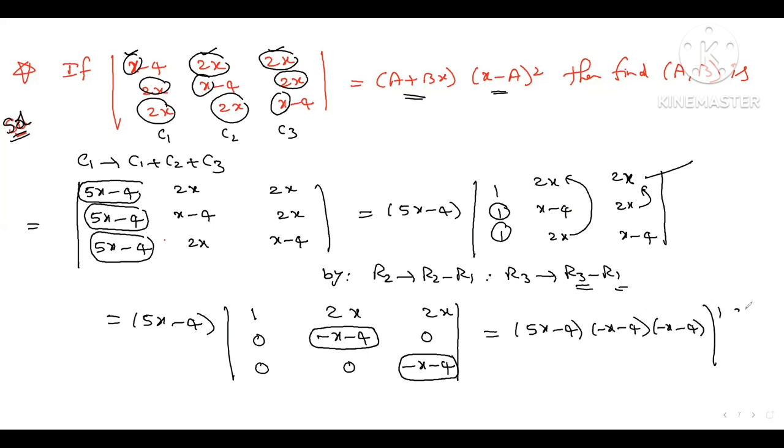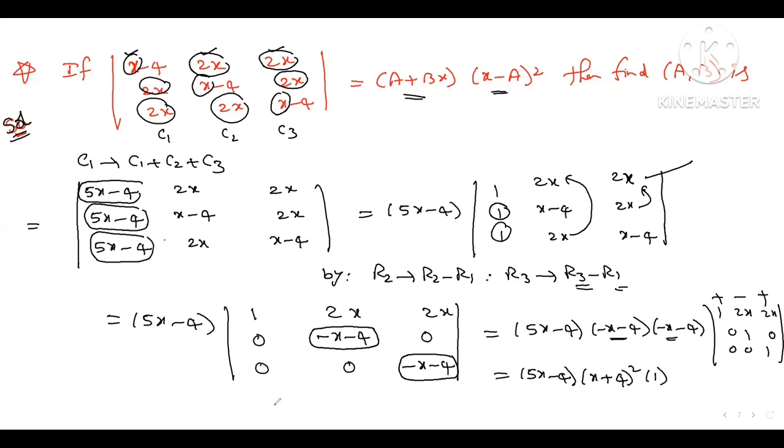Det 1, 2x, 2x, 0, 1, 0, 0, 0, 1. Here minus x, I take minus common, minus into minus will be plus. So 5x minus 4 into x plus 4 whole square. Here this det value, how much value? Plus or minus plus, this det value is 1.